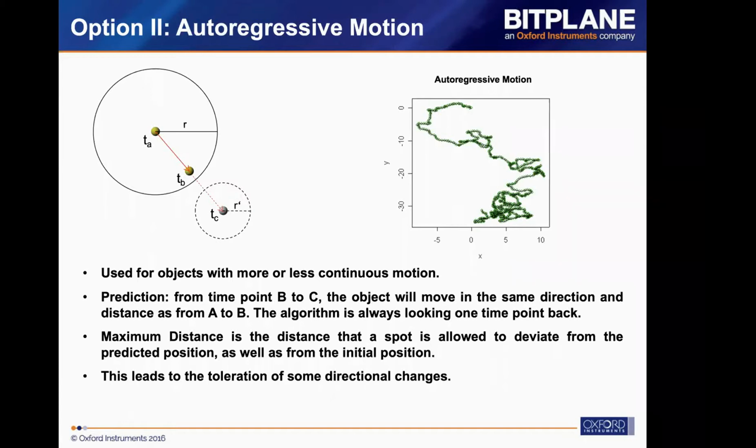Option 2 is autoregressive motion, which usually is more for biological samples. When your objects have more or less continuous motion, for example, they keep moving in the same direction, then we can try to use the autoregressive motion algorithm to track your object. Basically you need to give the maximum distance of travel to Imaris, then Imaris will try to look for the next object according to the settings of maximum distance and also the spot size and the radius, etc.